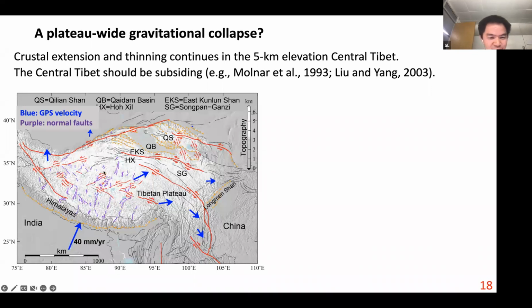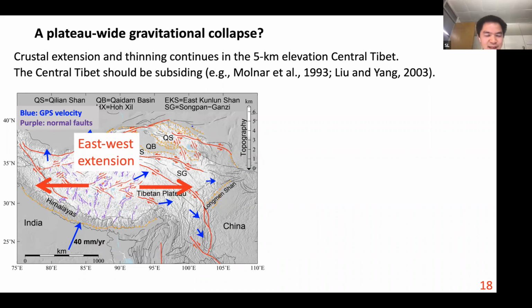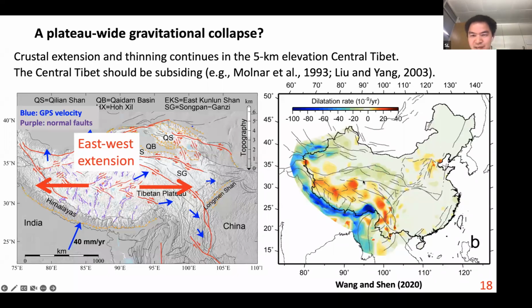So let's first look at this figure showing the topography and the distribution of active faults on the 5 kilometers high Tibet Plateau. We can see a series of north-south trending active normal faults, the purple lines you see here, and the conjugate strike slip faults on the Tibet Plateau, which suggests east-west extension has been operating for some time. And such an east-west extension has been observed by GPS. For example, the blue vectors you see here show the expansion, the strain dilation rate derived from the GPS velocity field. So that means crustal extension and thinning continues in the 5 kilometers high central Tibet, and the central Tibet should be subsiding.